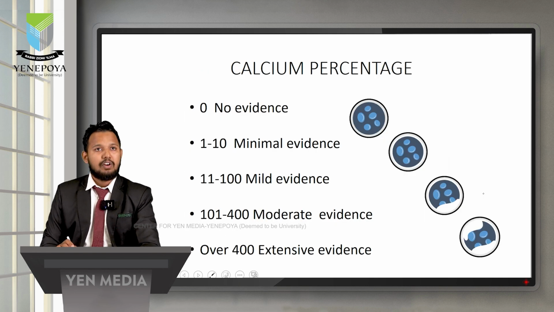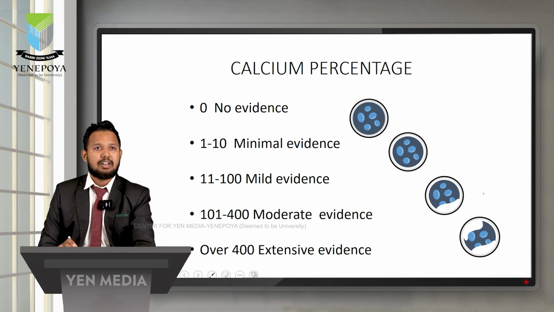So a calcium score of 0 shows that there is no evidence of calcium. If the calcium score is around 1 to 10, it means that the minimum amount of calcium is deposited in the blood vessel. If the calcium score is 11 to 100, that means that there is mild evidence of calcium in the blood vessels. If the score is around 101 to 400, that means that there is moderate evidence of calcium in the blood vessel. And if the score is more than 400, that means that there is extensive evidence of calcium. In case of more than 400 of calcium deposition in the blood vessels, we do not go ahead with the CT coronary angiography.